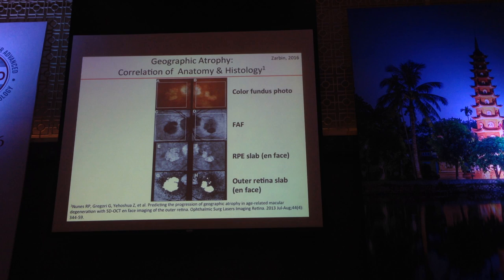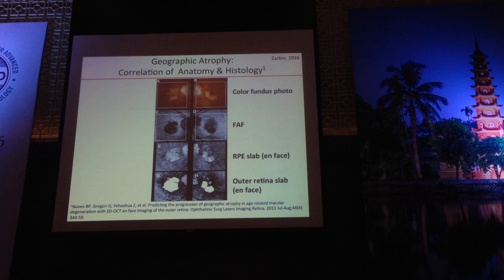Now, I've been showing you a bunch of transverse images with OCT, but I want to show you a different way of looking at the OCT, which is very instructive. It's en face imaging of OCT. And this work is done by Dr. Rosenfeld in Miami and his colleagues. So here you see a color fundus photo, fundus autofluorescence. This is an en face OCT where we're looking at the level of the RPE, and now here we're looking at the level of the inner segment, outer segment junction.